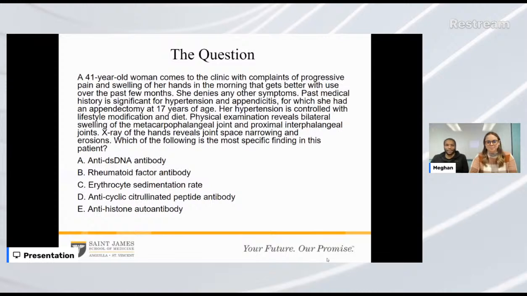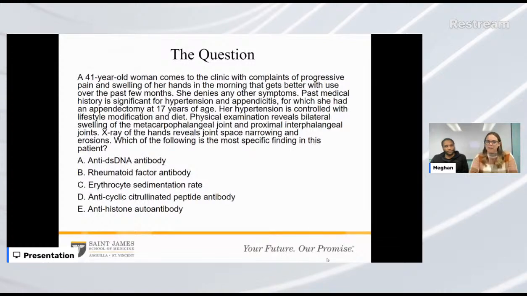A, anti-double-strand DNA antibody. B, rheumatoid factor. C, erythrocyte sedimentation rate. D, anti-cyclic citrullinated peptide antibody. Or E, antihistone antibody. We'll give you a couple of seconds to jot down what you think the answers are. Just run through it yourself.